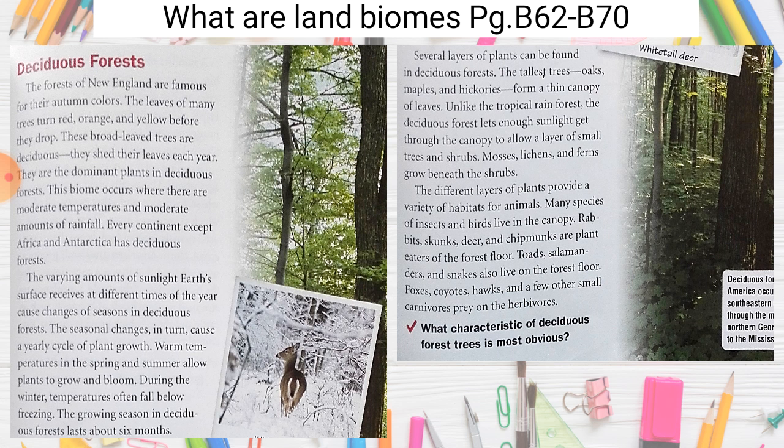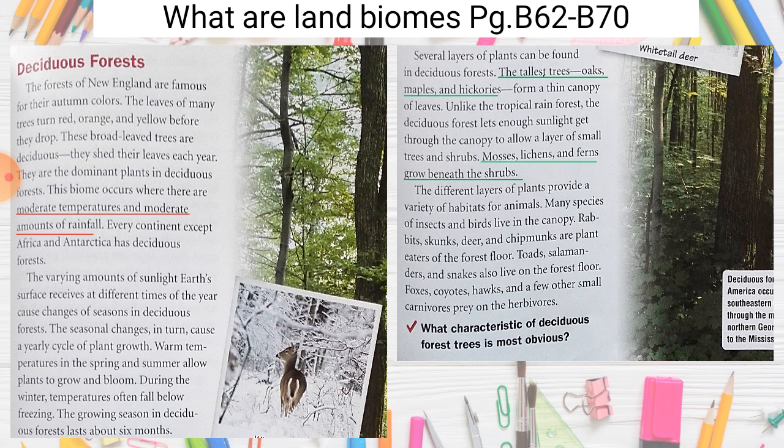Let's see. What types of climate do they have in a deciduous forest? Moderate temperatures and moderate amount of rainfall. Now, what type of plants do they have? The tallest trees like oaks, maples, and hickories. Mosses, lichens, and ferns that grow beneath the shrubs.